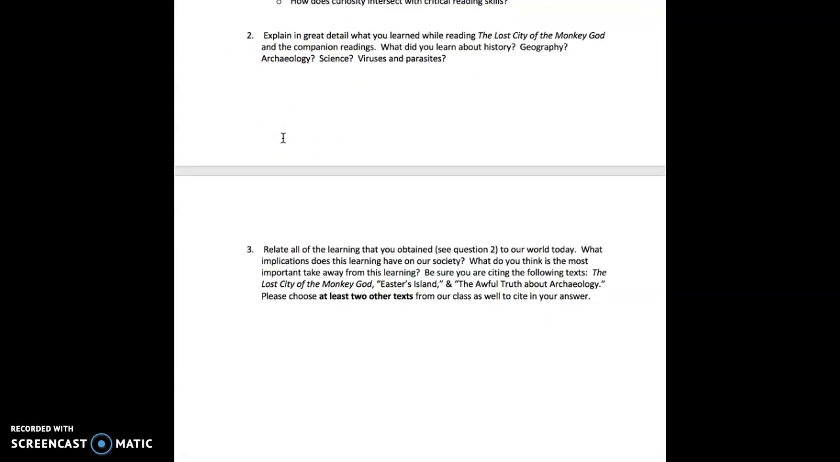And number 2 says, explain in great detail what you learned while reading The Lost City of the Monkey God and the companion readings, all the articles that we read and all the textbook chapters. And this covers anything we read this semester, anything that we viewed, anything, okay? So what I mean by what you learned is, what did you learn about all the disciplines that we explored? We explored history, we explored geography, we explored archaeology and science and health, right?